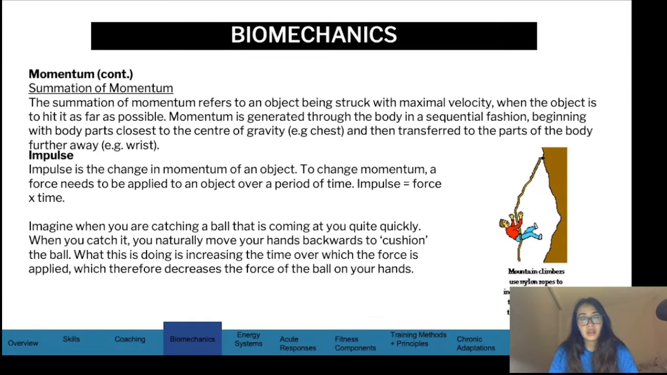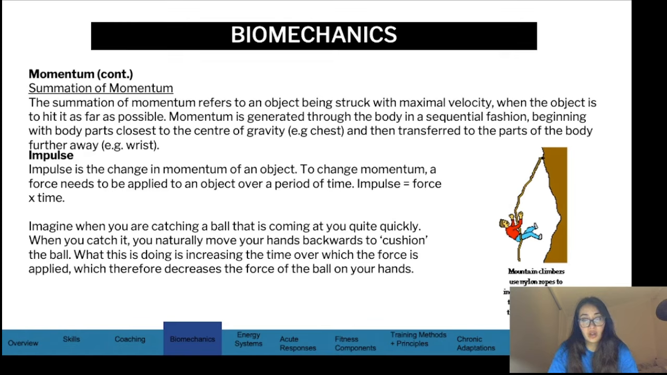We've got another concept here called the summation of momentum, which refers to an object being struck with maximal velocity when the object is hit as far as possible. So momentum is generated through the body in a sequential fashion, beginning with the body parts close to the center of gravity, such as the chest, and then transferring to the other parts of the body, such as the arms, wrist, fingers, and extremities.